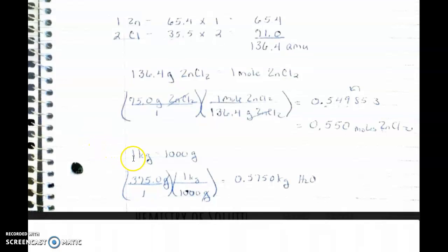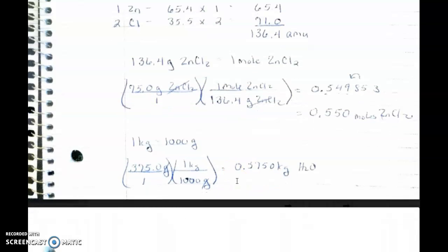We remember that for every 1 kilogram, there are 1,000 grams. So 375.0 grams divided by 1,000 tells us that we have 0.3750 kilograms of water. And yes, we have to keep that 0. There should be 4 significant figures in this answer. This first 0 is not significant.